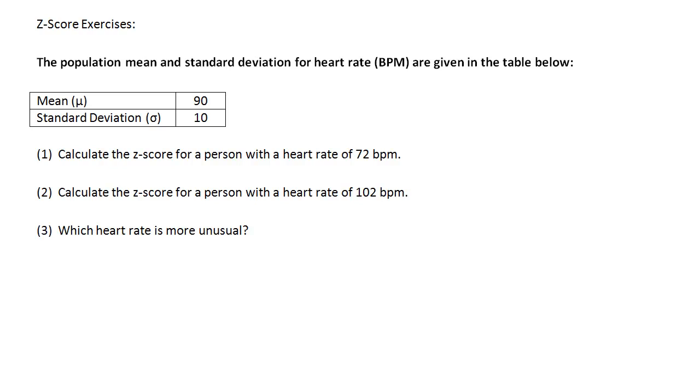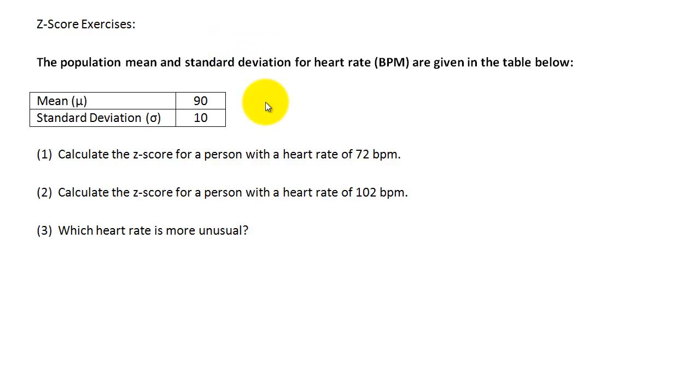Okay, let's solve these problems. The population mean and standard deviation for heart rate, in beats per minute, are given in the table below. Mean is 90 beats per minute and standard deviation is 10. Problem 1. Calculate the z-score for a person with a heart rate of 72 beats per minute.